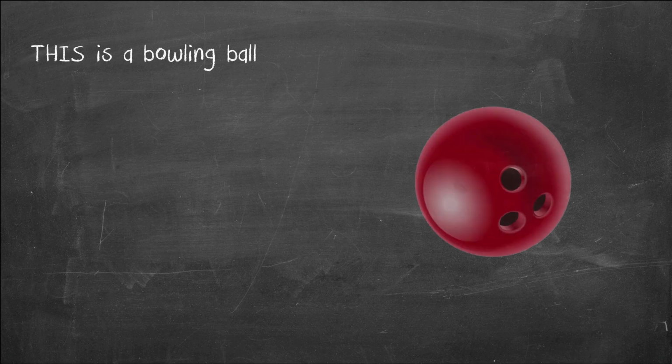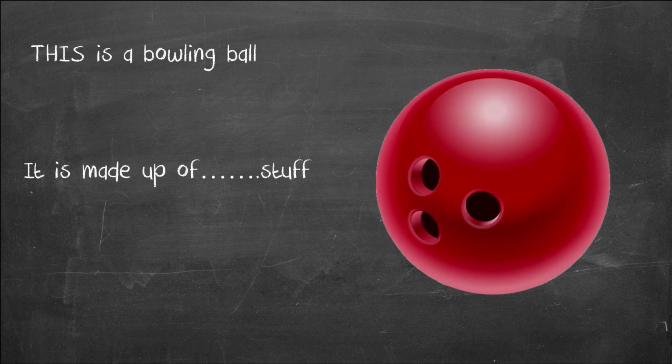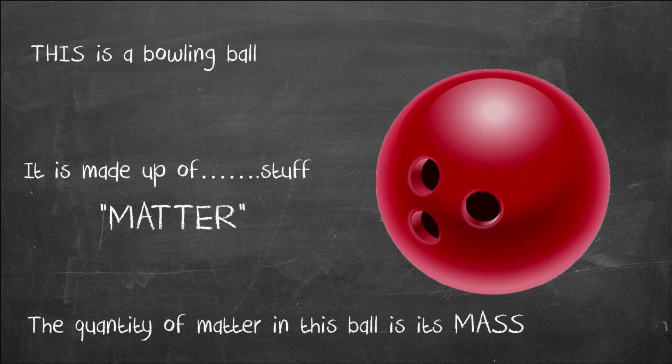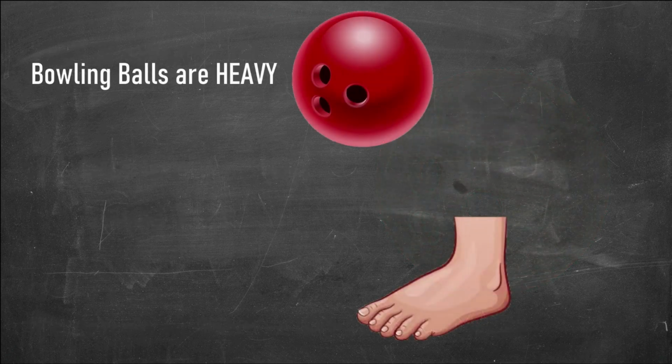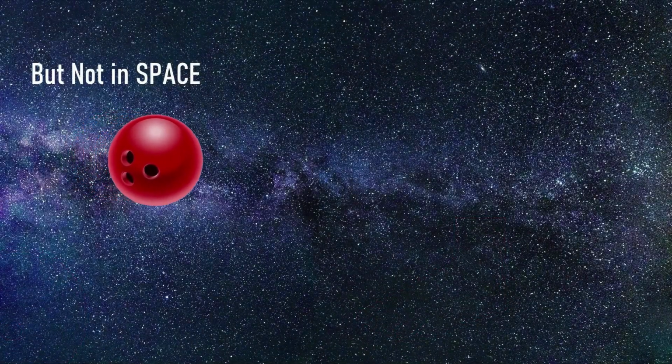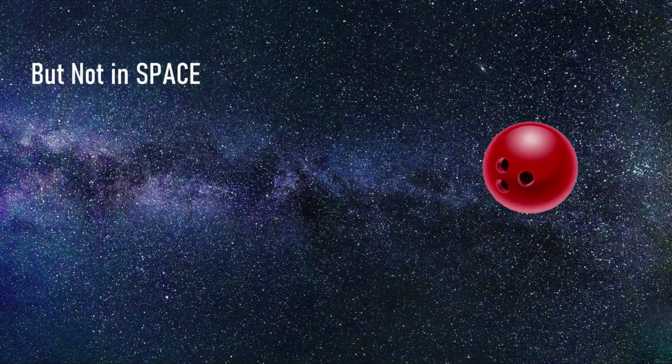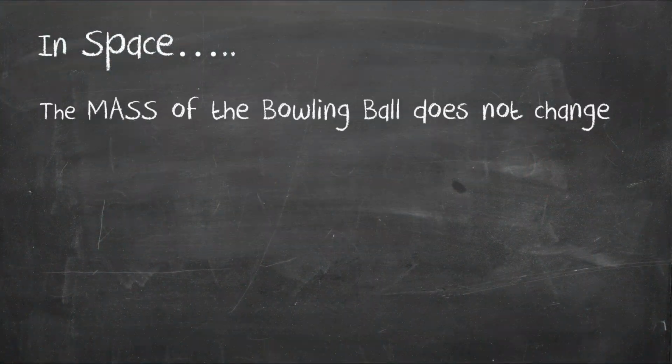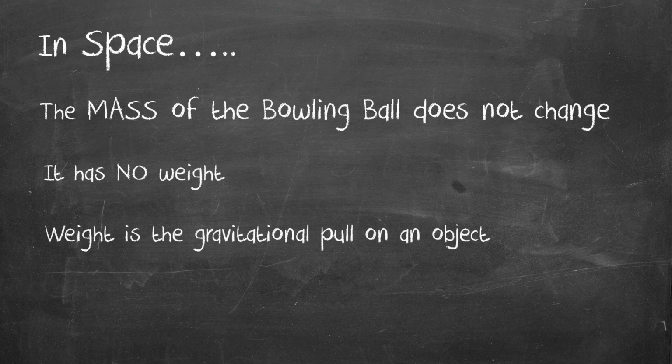This is a bowling ball. Bowling balls are made up of stuff. That stuff is known as matter. The quantity of matter in the ball is its mass. Now, if you've ever gone bowling, you'll know that a bowling ball is heavy. But if you put it up in space, it would just float along. It's not heavy at all, because in space, the mass of the bowling ball does not change, but it has no weight, because weight is the gravitational pull on an object.